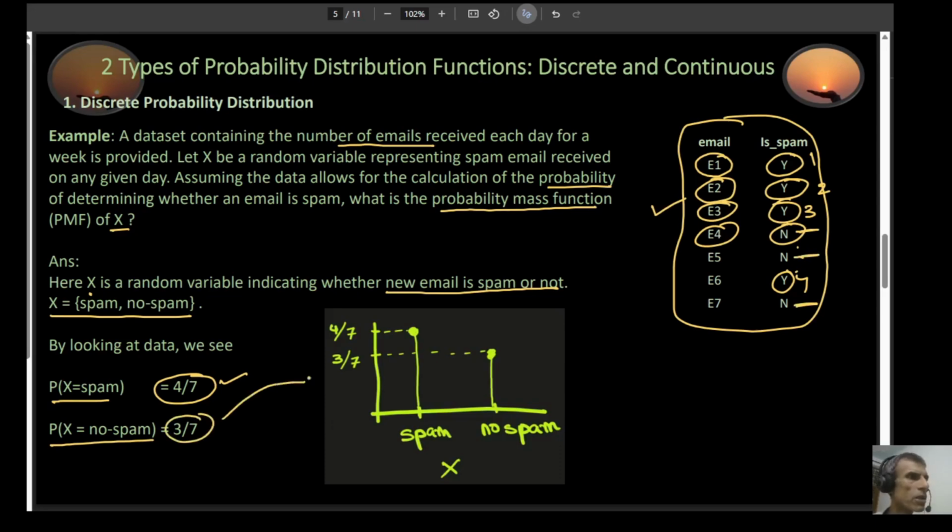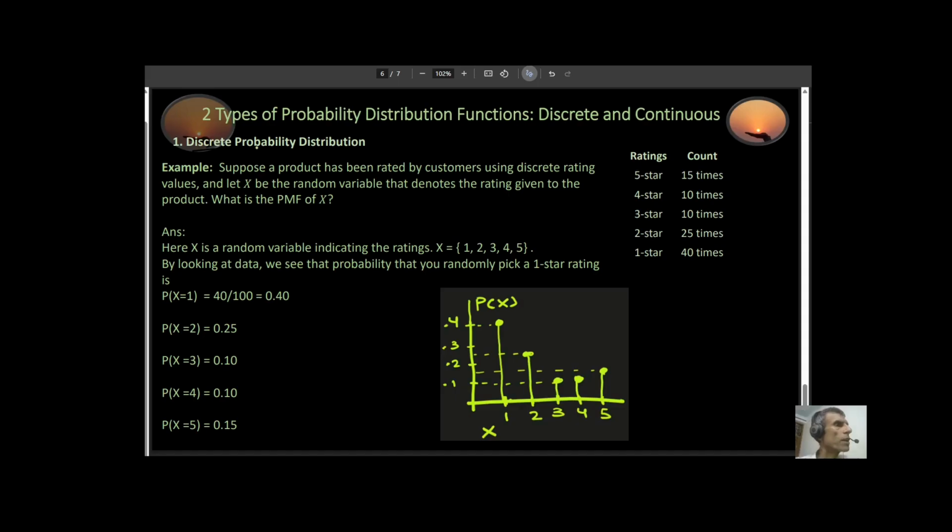Then I just plot this over here. Now, this is just a visual representation. It just helps me understand. In literature, a lot of authors actually use these pictures to help students understand. So in this case, x equal to spam, what is the probability of spam? It's going to be 4 over 7, so this height is 4 over 7. And likewise, this height right here is 3 over 7, the probability of no spam.